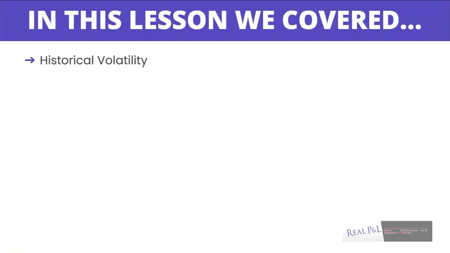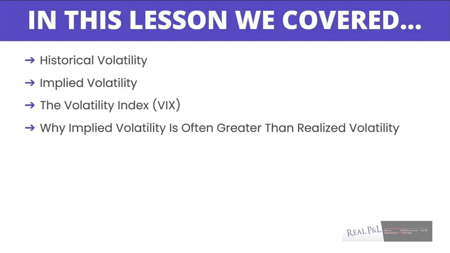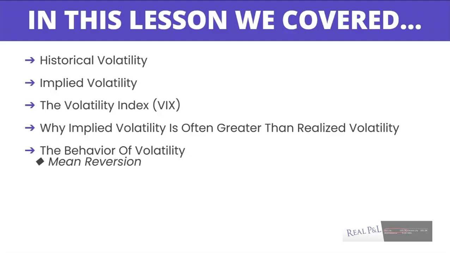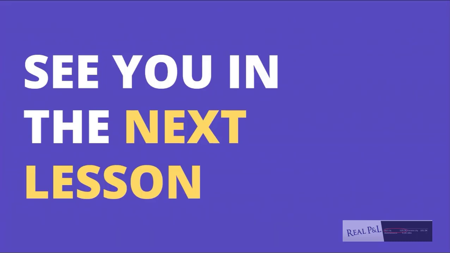In this lesson, we covered historical volatility, implied volatility, the volatility index or the VIX, why implied volatility is often greater than realized or historical volatility, the behavior of volatility, mean reversion, volatility expansion and volatility contraction, the behavior of implied volatility, and volatility skew. We'll see you in the next lesson.